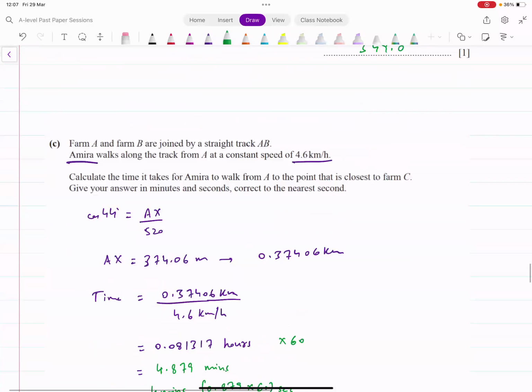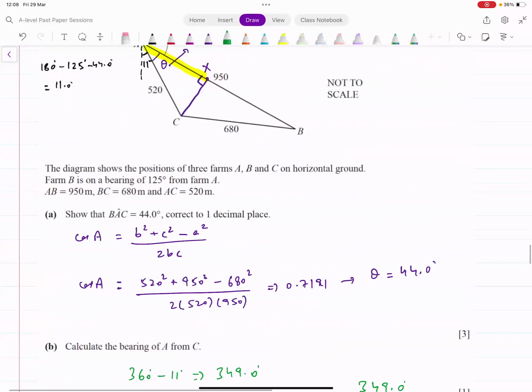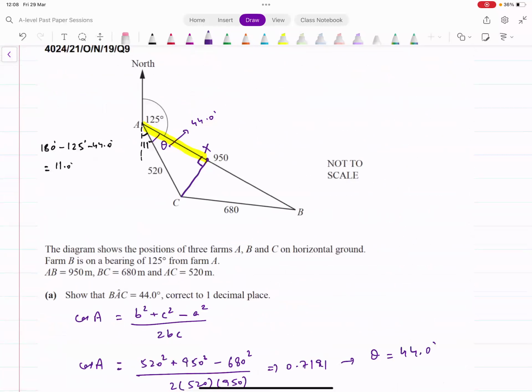Let's move on. Now it says a helicopter hovers vertically above farm B. The angle of elevation of the helicopter from farm A is 10.7 degrees. Calculate the angle of elevation of the helicopter from farm C. Now it's very similar to a previous question that we did. So now we have a helicopter vertically above farm B. Let's call this H. This is vertical. That's important to remember, it's coming out of the plane, it's coming out of the screen.